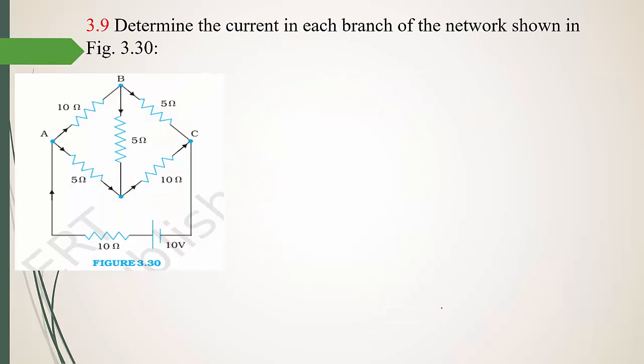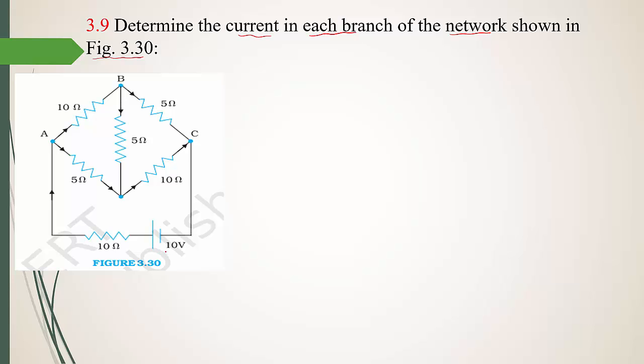Yes, next problem 3.9. Determine the current in each branch of the network shown in figure 3.30. Yes, here one figure is given. Using that figure we have to determine the current in each branch of the network. Yes, this is the Wheatstone's bridge or Wheatstone's network, right? First you have to observe the diagram carefully here.